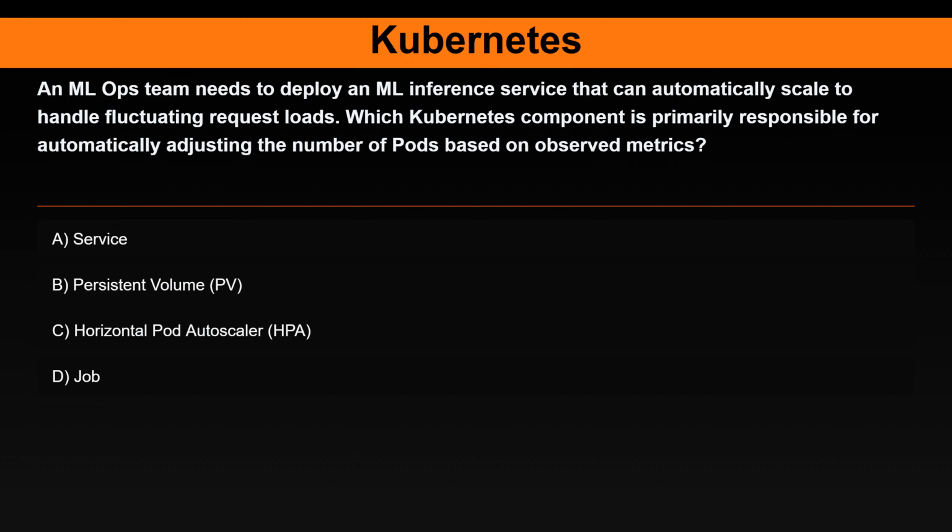Question 8. An MLOps team needs to deploy an ML inference service that can automatically scale to handle fluctuating request loads. Which Kubernetes component is primarily responsible for automatically adjusting the number of pods based on observed metrics? Option A, service. Option B, persistent volume, PV. Option C, horizontal pod autoscaler, HPA. Option D, job.